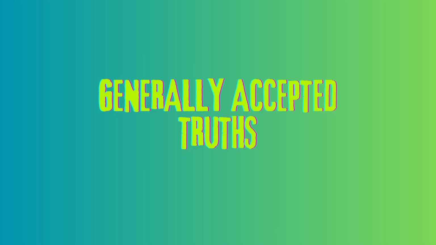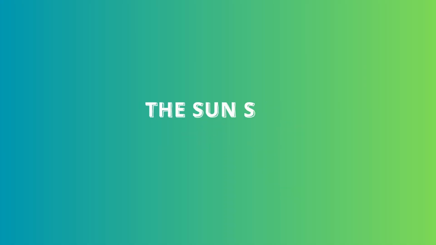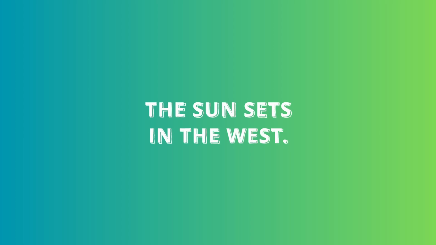And what is the next use I told you? Generally accepted truths. So what are generally accepted truths? The sun rises in the east. The sun sets in the west. These are the generally accepted truths, right? Water boils at 100 degrees Celsius. Or maybe we can say the earth is round. So these kinds of things also we tell in the present simple tense.